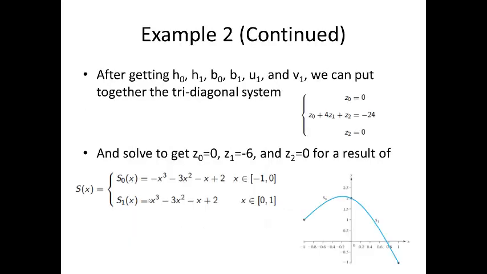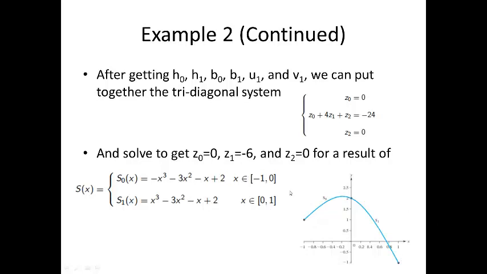After getting those values, we can put them together in the tridiagonal system that we defined, and we can solve that tridiagonal system to get z sub 0 is 0, z1 is minus 6, and z2 is 0. And plug those back into the original equation, and we get a curve of the form shown here. S0(x) is minus x cubed minus 3x squared minus x plus 2 on the interval minus 1, 0, and x cubed minus 3x squared minus x plus 2 on the interval from 0 to 1. The figure shows the natural cubic spline for both examples 1 and 2.